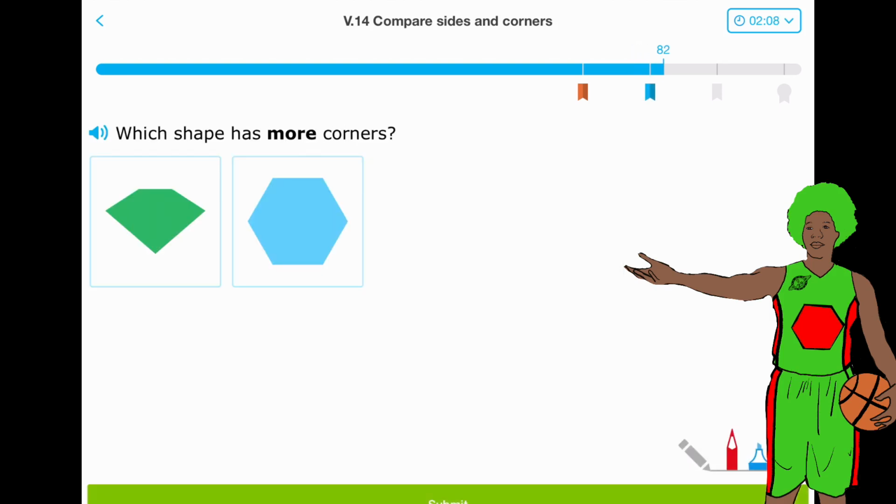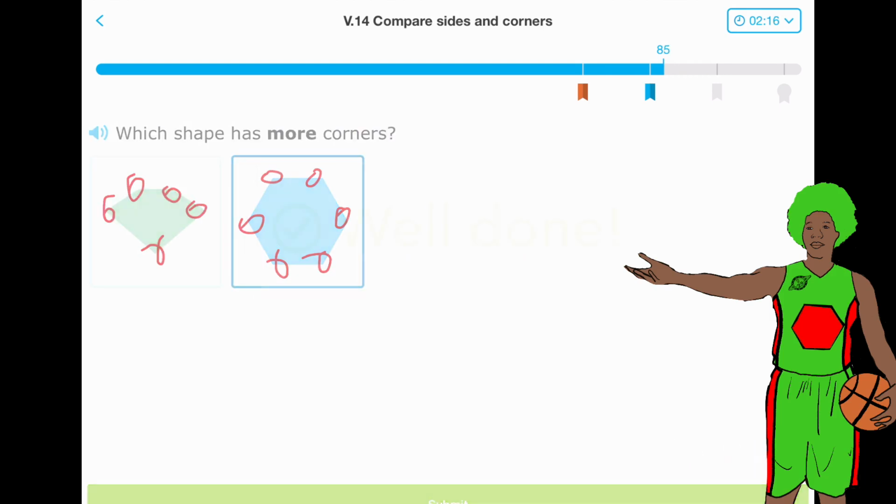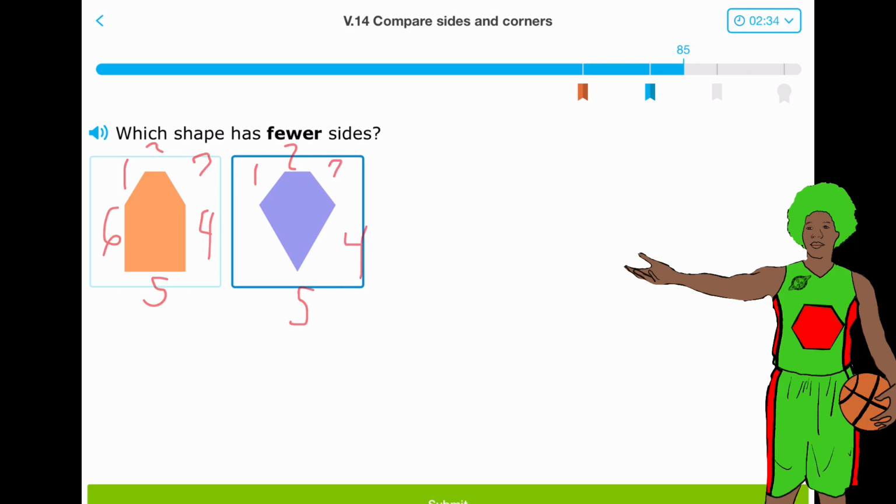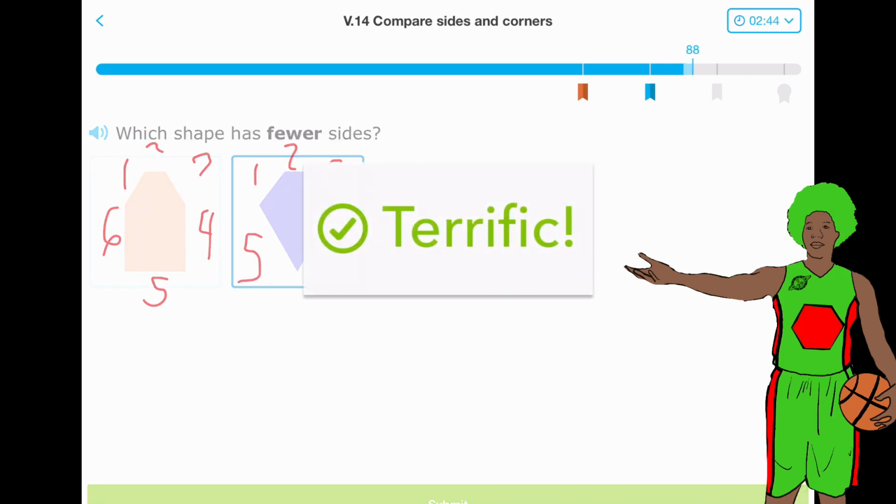Which shape has more corners? 1, 2, 3, 4, 5. 1, 2, 3, 4, 5, 6. The hexagon has more corners than the diamond. Which shape has fewer sides? Let's see. 1, 2, 3, 4, 5, 6. 1, 2, 3, 4, 5. Hold on. Nope. Let's erase that. Yay, erase. Okay, 5. Okay, so which one has fewer? The diamond does.